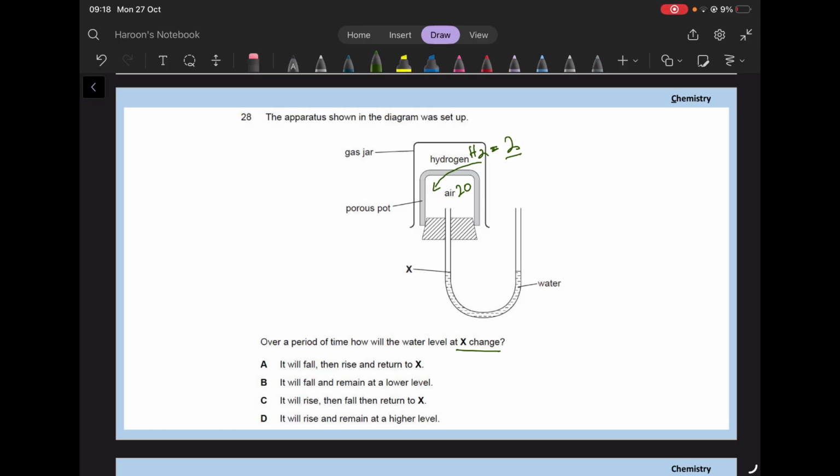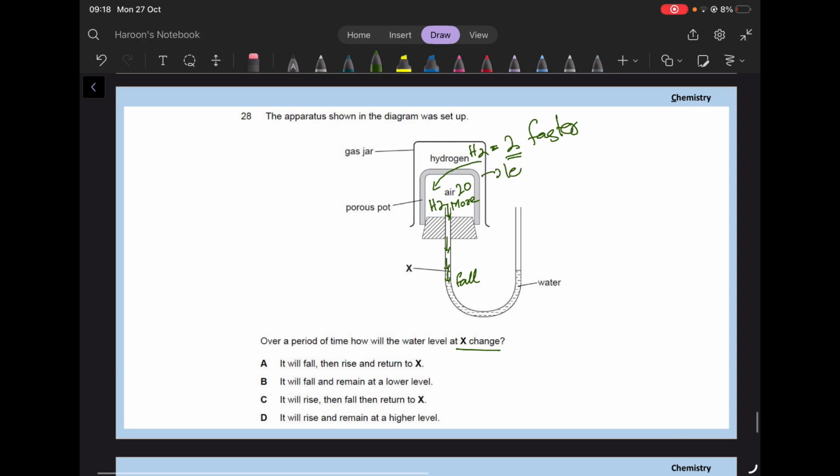So this moves faster. When it moves faster, it will diffuse faster, and more of it would go inside. When more of it goes inside, there would be more gaseous particles pushing the water down here. So this should actually fall first. Initially this should fall, but later on, let's say after 10 minutes, there would be more hydrogen particles over here as compared to outside, because all these particles outside would have come inside, right? And there would be less H2 particles over here.